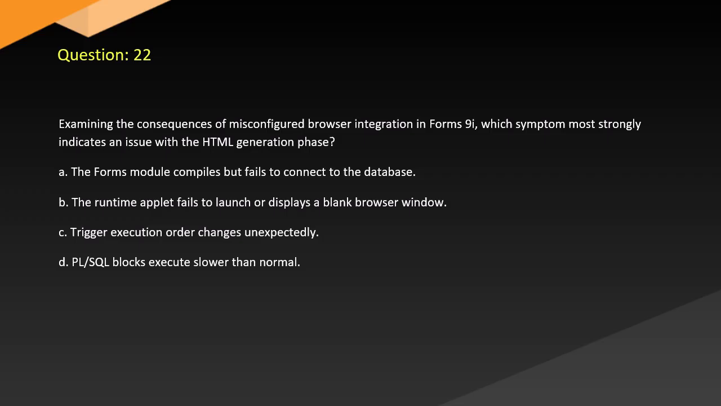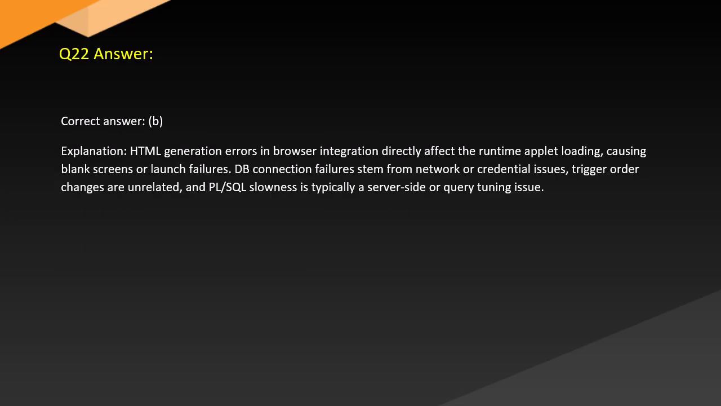Answer. Correct answer: B. Explanation. HTML generation errors in browser integration directly affect the runtime app at loading, causing blank screens or launch failures. DB connection failures stem from network or credential issues. Trigger order changes are unrelated, and SQL slowness is typically a server-side or query tuning issue.